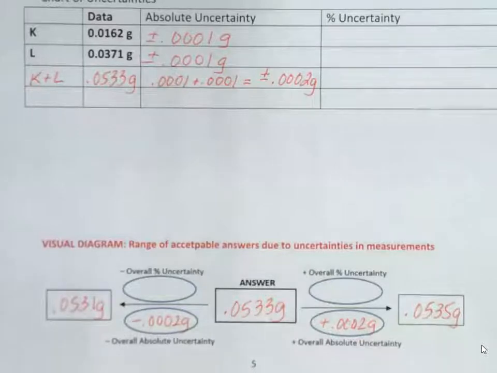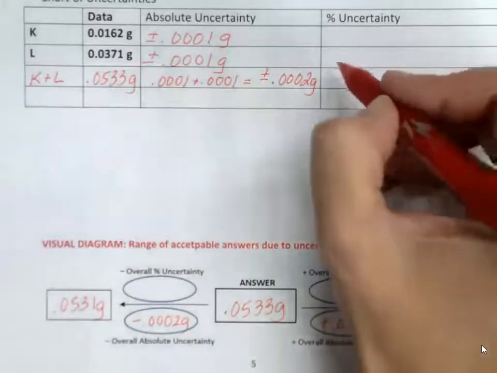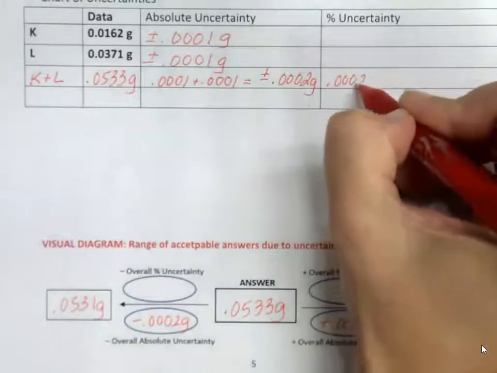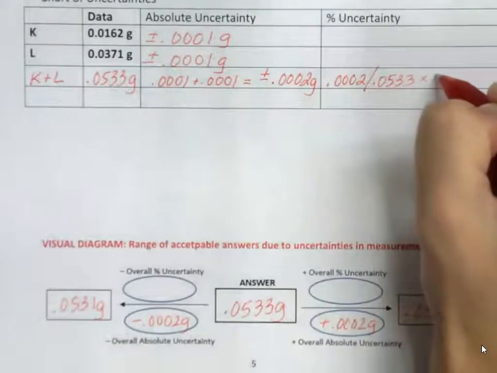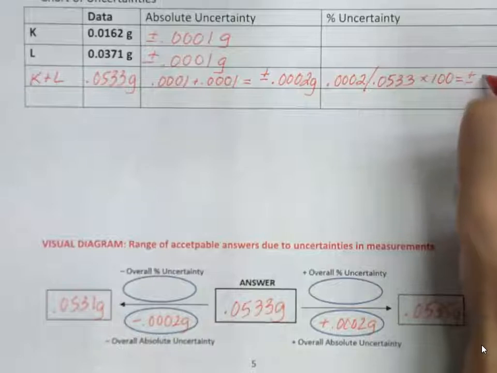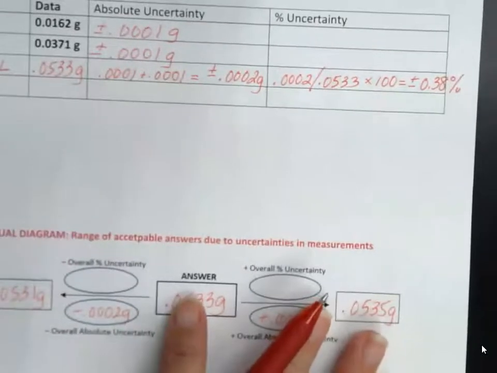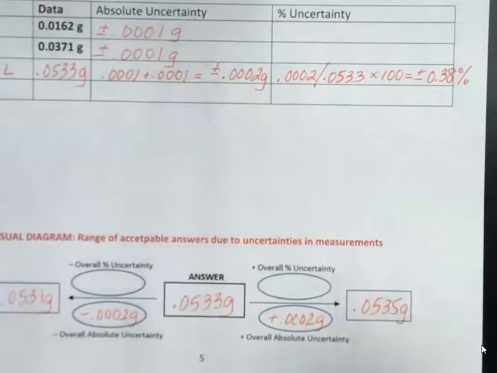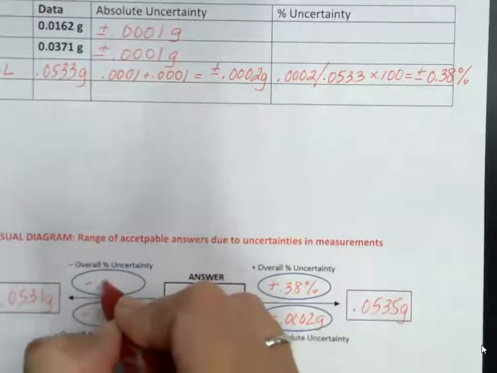In order to be fully complete in presenting our visual at the end, we want to fill in these circles. So we want to know the overall percent uncertainty for our answer. So remember, percent uncertainty is absolute divided by the number times 100. And for this problem, I get plus or minus 0.38%. So my overall percent uncertainty is less than 2%. So I keep the 2 sig figs and fill in my chart.